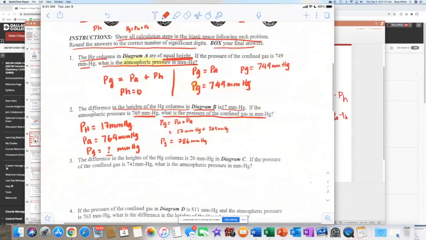Okay, number three. The difference in heights of mercury column is 26 millimeters of mercury in diagram C. So again, pH is 26 millimeters of mercury. So I'm right here in diagram C. If the pressure of the confined gas, Pg, is 741 millimeters of mercury, okay, so I'm right here. What is the atmospheric pressure? What is Pa?